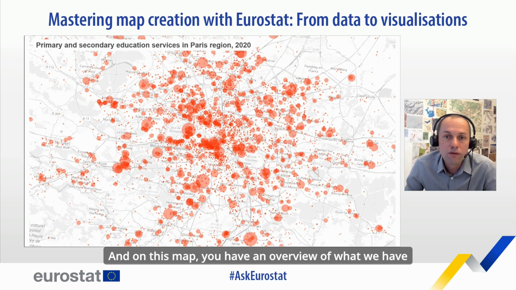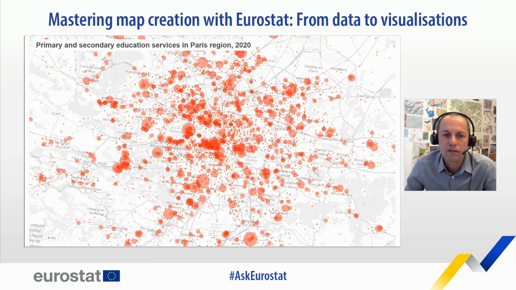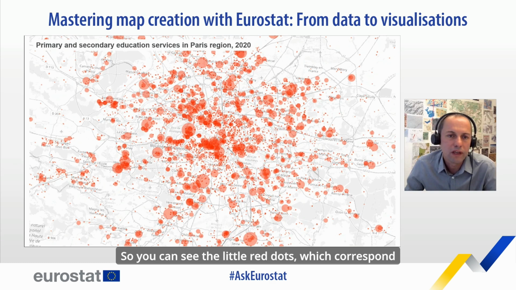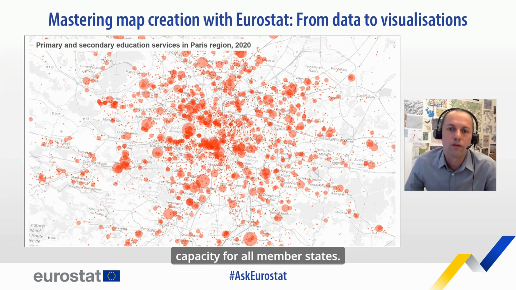And on this map, you have an overview of what we have obtained, for example, in the region of Paris for education services, primary and secondary. Each service is represented as a red circle, and the size of the circle is proportional to the capacity of the service in terms of number of pupils. So you can see the little red dots, which correspond usually to primary schools, and the bigger ones for secondary services. Unfortunately, we don't have this information on the capacity for all member states.